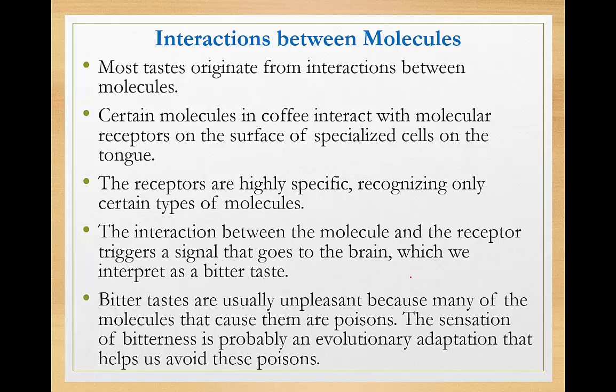Now, the reason our systems are designed to react to bitter tastes in particular, and the reason we find them unpleasant, is that many of the molecules that trigger those bitter receptors are also poisons. So things that we think of as poisonous tend to be bitter. And it's probably an evolutionary adaptation to help us avoid poison. So when we taste something bitter, our instinct is to spit it out, because evolutionary-wise, it is a disadvantage to consume that. That may poison an individual.